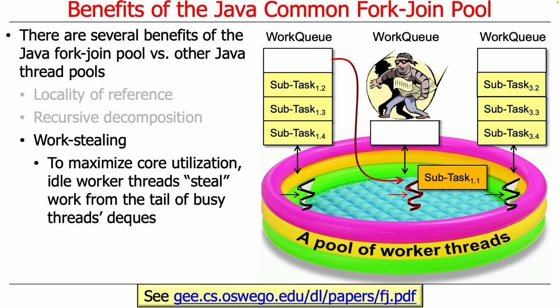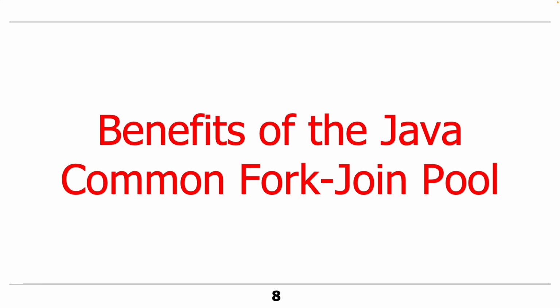Remember, the whole purpose of work stealing is to maximize core utilization. Idle worker threads that don't have anything in their deck, they're not playing with a full deck, or any deck for that matter, will steal from the tail of busier threads' decks. So you can keep things humming along. So that's essentially some of the benefits. Let's talk about the benefits of the common fork join pool.